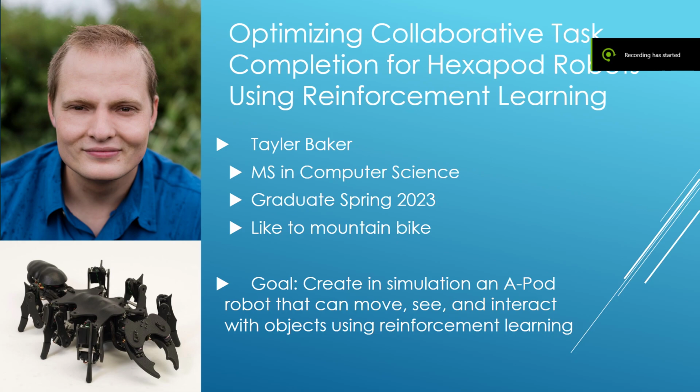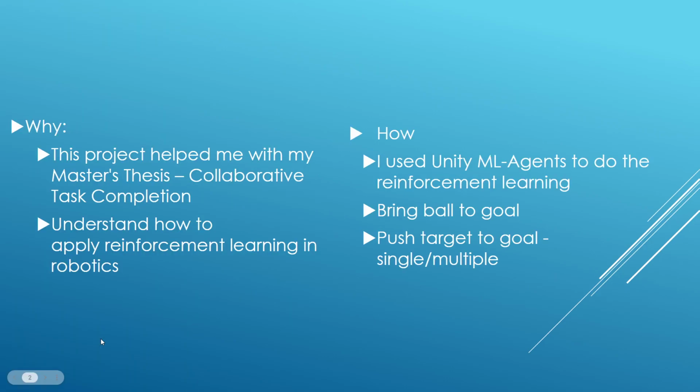My project is optimizing collaborative task completion for hexapod robots using reinforcement learning. My goal is to train this robot, which is called the APOD robot, in simulation to do various tasks. I'm doing this project for my master's thesis, which is in collaborative task completion with robots. And I also would like to understand more about reinforcement learning.